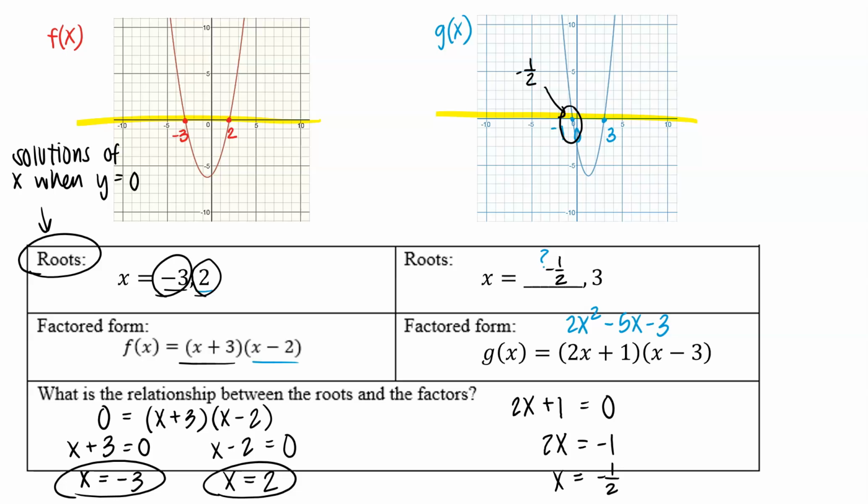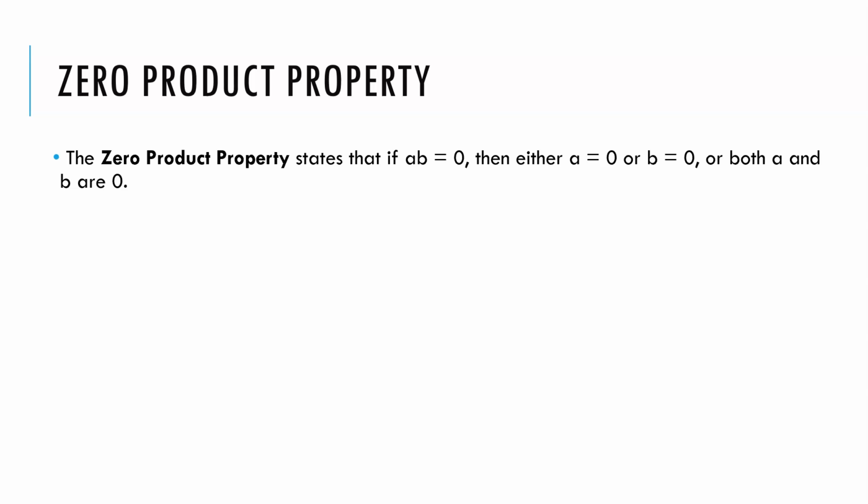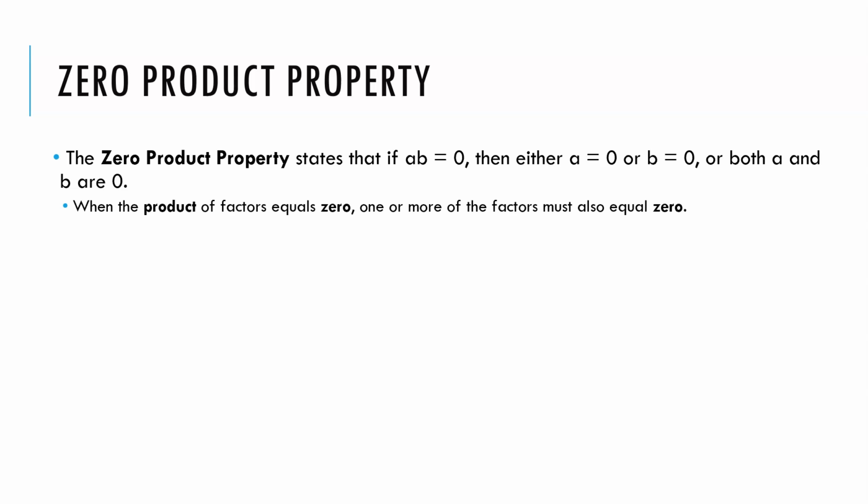We know that the second root, x is equal to positive 3, should also match if we set x minus 3 equal to 0, and we do find that x is equal to positive 3. The reason why we're able to set each factor individually equal to 0 is because of the zero product property. The zero product property states that if a times b is equal to 0, then either a is equal to 0 or b is equal to 0, or both a and b are 0. When the product of factors equals 0, one or more of the factors must also equal 0.